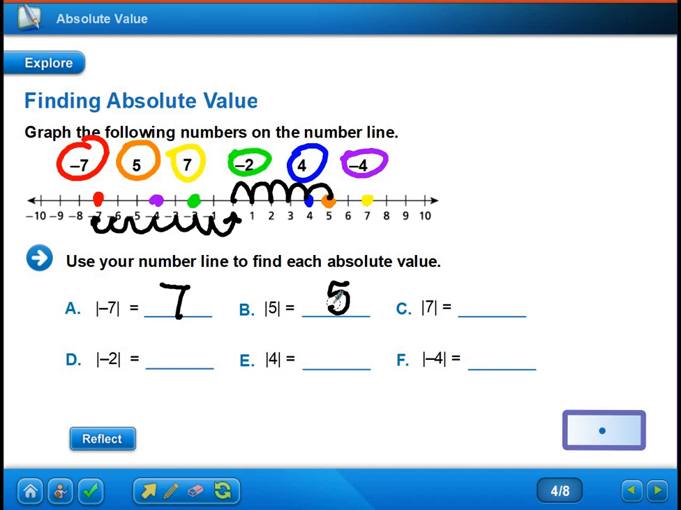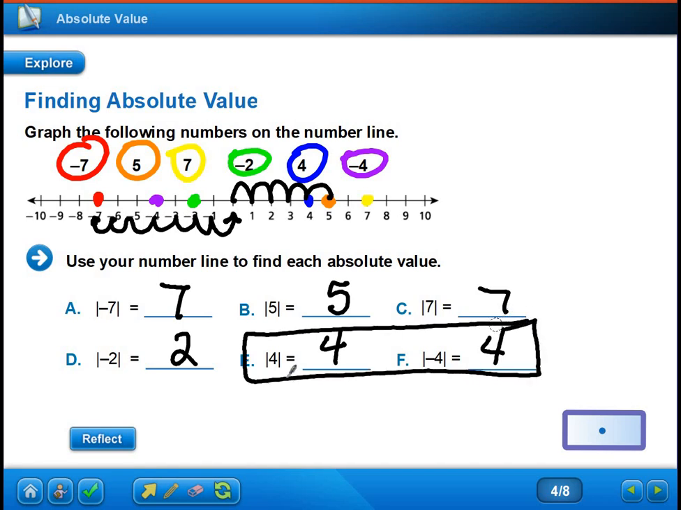So now I would like you to try C through F on your own, and when you come back, we'll check your answers. All right, so you should have found that your answers were 7, 2, 4, and 4. Then what do you notice when you have absolute values of two numbers that are opposites? You should notice that those absolute values are the same, which makes sense based on the definition of opposites, because they're the same distance from 0, just in opposite directions. Since absolute value focuses on distance and opposites are the same distance, it makes sense that they have the same absolute value.